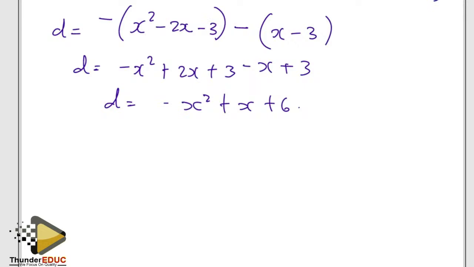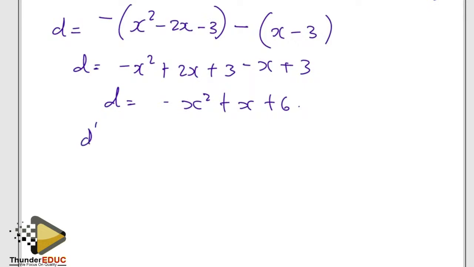So if I use calculus, I'll find my d prime, which is going to be negative 2x plus 1 is equal to 0. Move the 1 that side, negative 2x is equal to negative 1, which means at a point x is equal to... sorry, x is equal to a half. That's where we're going to have our maximum displacement or the maximum distance between the graphs.